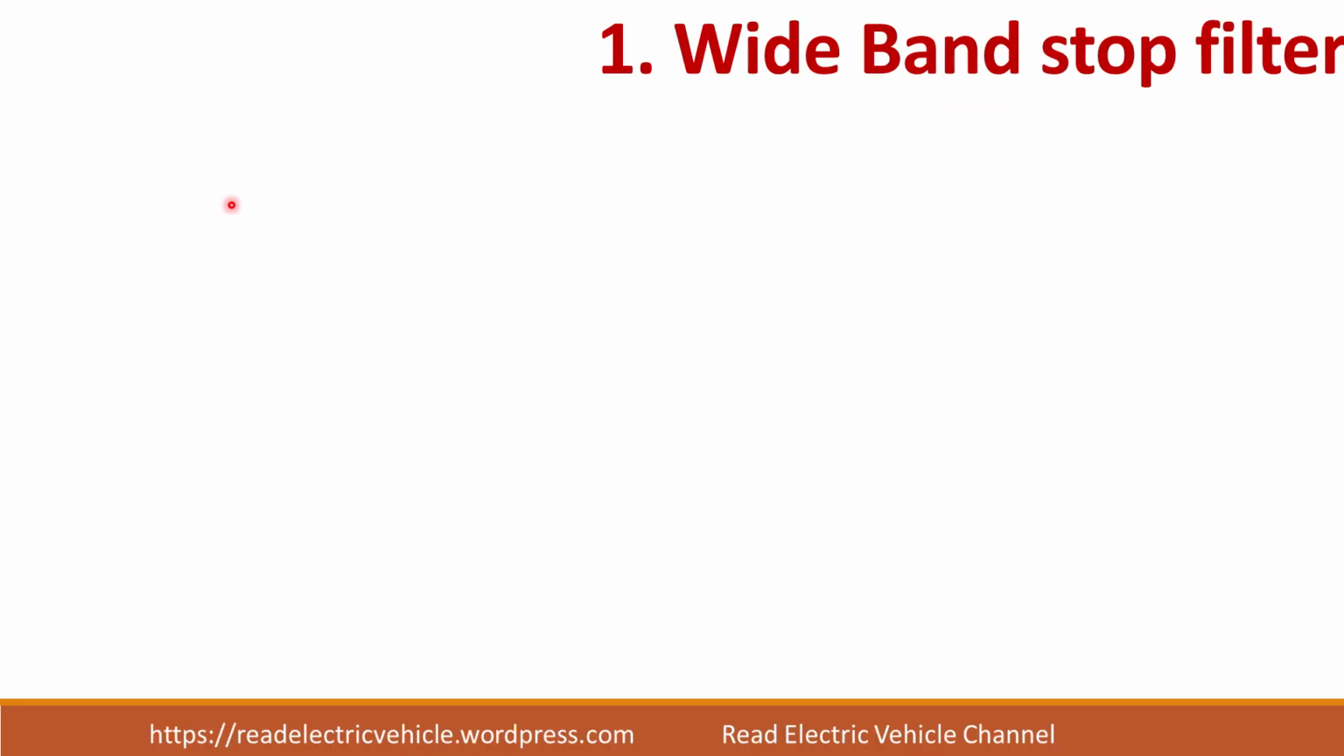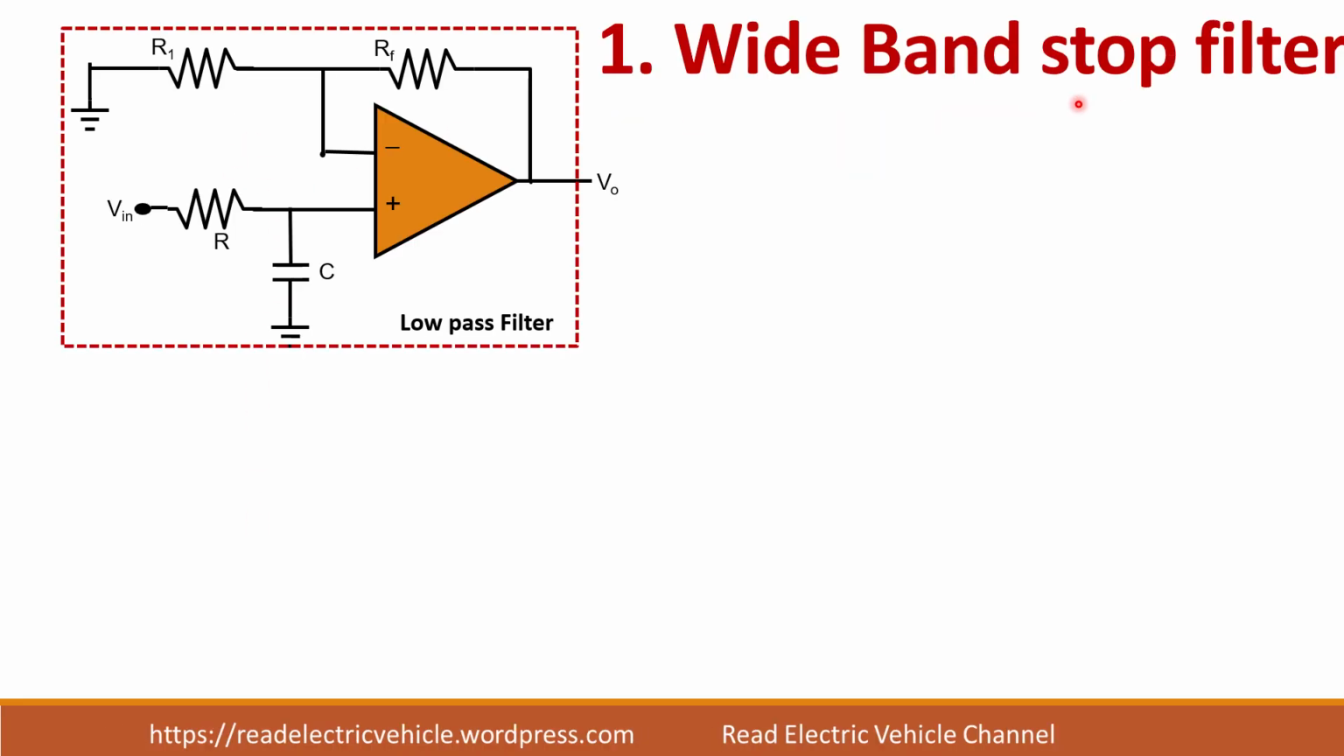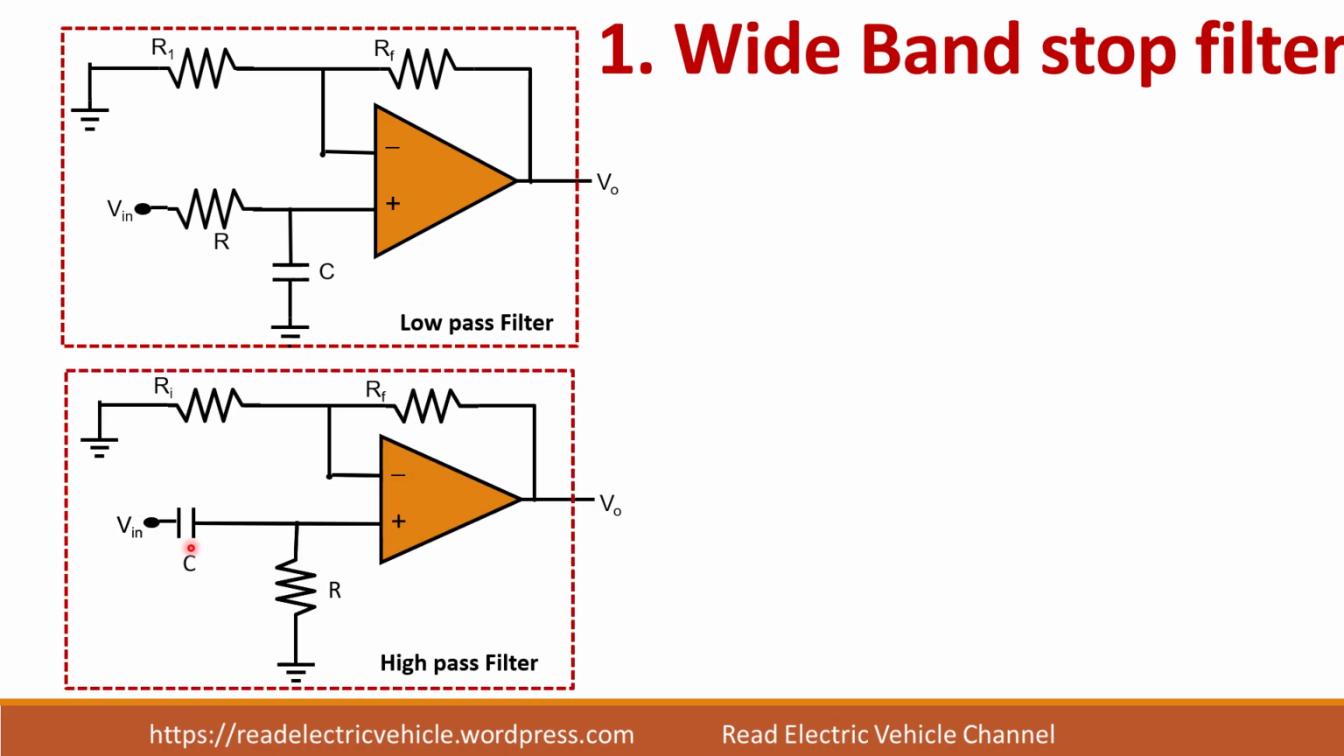Now we will see the circuit diagram for this filter. So take a low pass filter. We have already seen about low pass filter and high pass filter in the previous videos. So we are taking the same circuit. When you have R and C, it is a low pass filter. When you have capacitor, then here resistor, it is a high pass filter.